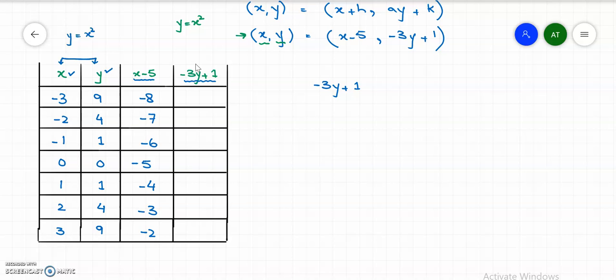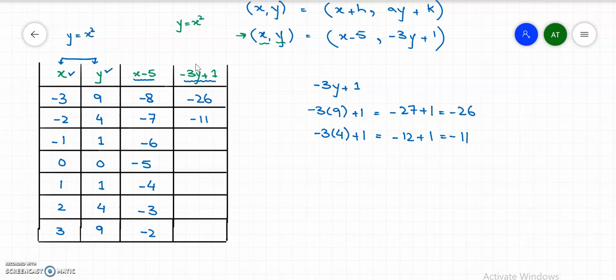So the first y value is 9. So -3 times 9 plus 1 equals -27 plus 1, so that is equal to -26. So the first value is -26. When y is 4, we have -3 times 4 plus 1, that equals -12 plus 1, that makes -11.